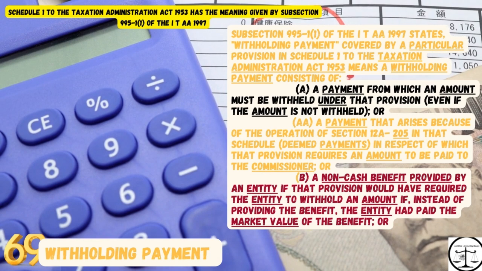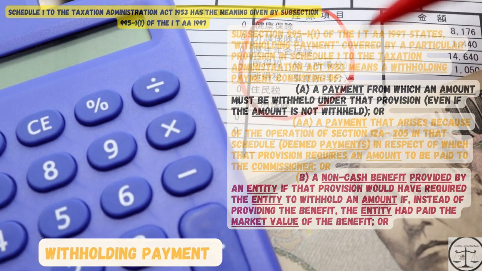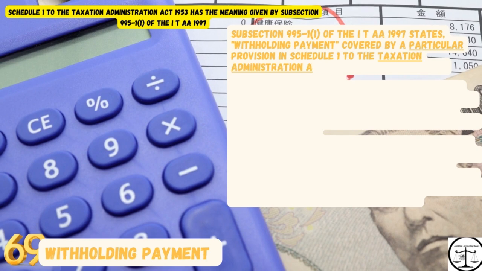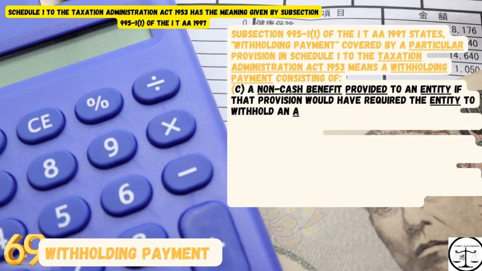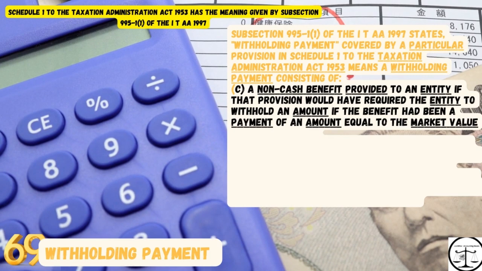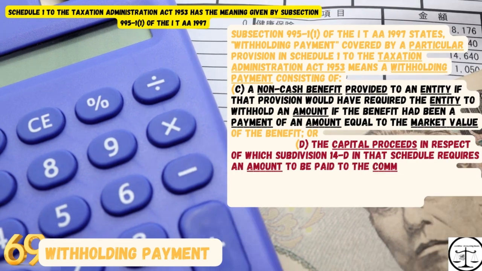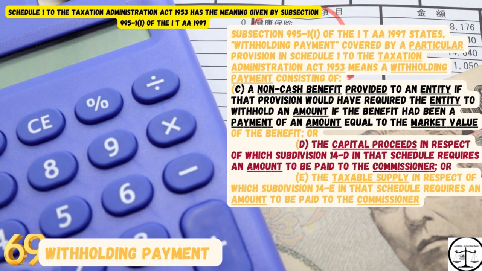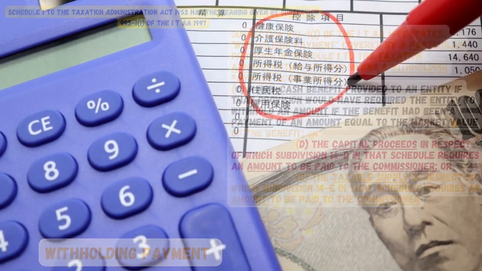a non-cash benefit provided by an entity if that provision would have required the entity to withhold an amount if, instead of providing the benefit, the entity had paid the market value of the benefit, or c. a non-cash benefit provided to an entity if that provision would have required the entity to withhold an amount if the benefit had been a payment of an amount equal to the market value of the benefit, or d. the capital proceeds in respect of which subdivision 14D in that schedule requires an amount to be paid to the Commissioner, or e. the taxable supply in respect of which subdivision 14E in that schedule requires an amount to be paid to the Commissioner. Next word.